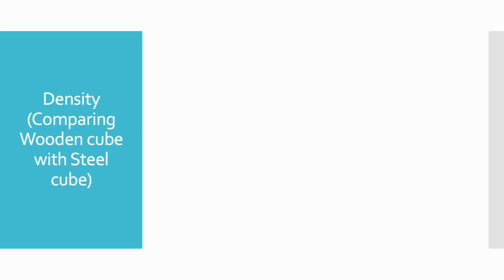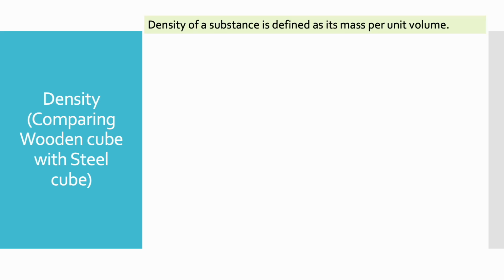Density. We are going to explore an important concept in physics and everyday life, density. So what is density? Density is defined as mass of a substance per unit volume. In simple words, it tells us how tightly packed the particles are inside an object or a material.